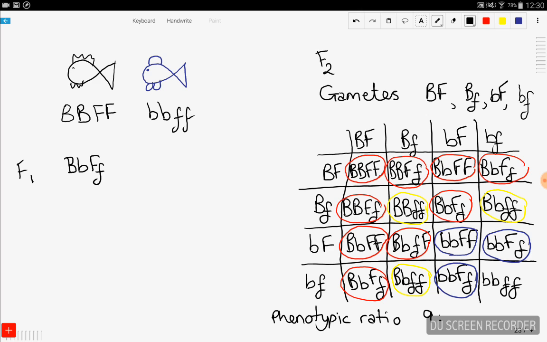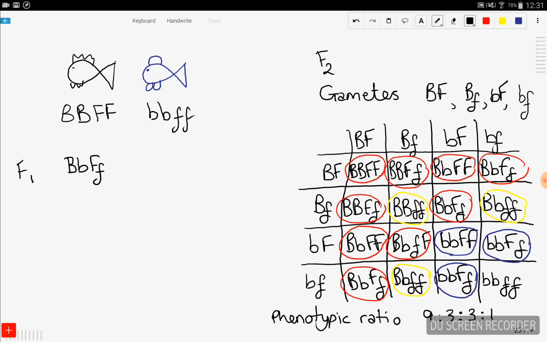Now let's have a look at the next one. 3 of the individuals would carry capital B's, so would have a dominant black body, but would not have those dominant spiky fins. The next one, there's 3 more of them. They'd have the blue body, but they would have spiky fins. There's 3 of them. And that leaves one on its own, one individual that would be homozygous recessive for both genes. So this gives us a 9 to 3 to 3 to 1 ratio.